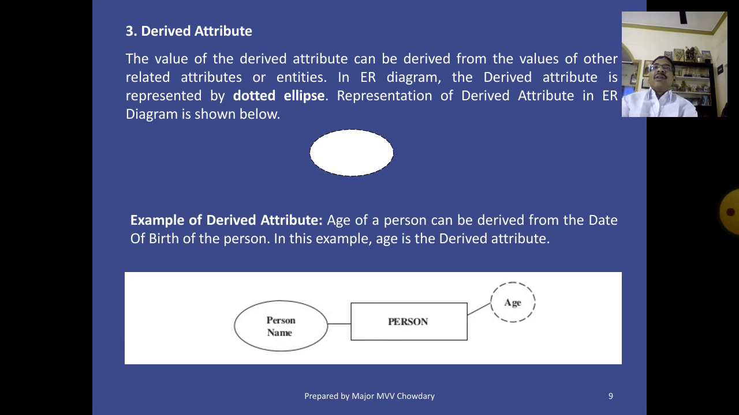For example, age. Age is derived from the date of birth attribute. We can represent date of birth as an attribute in the table, and age is derived from the date of birth of a person.